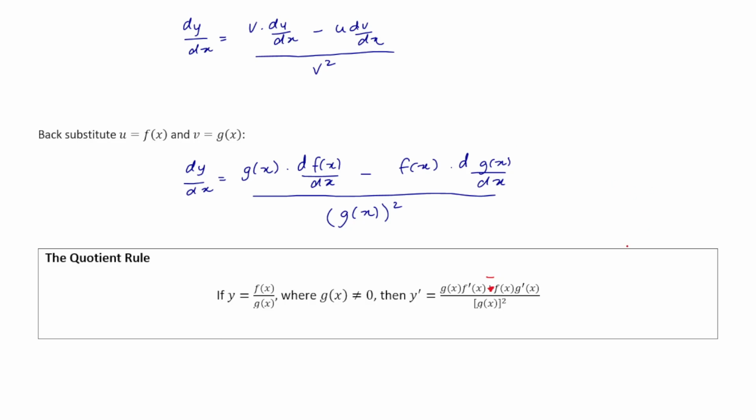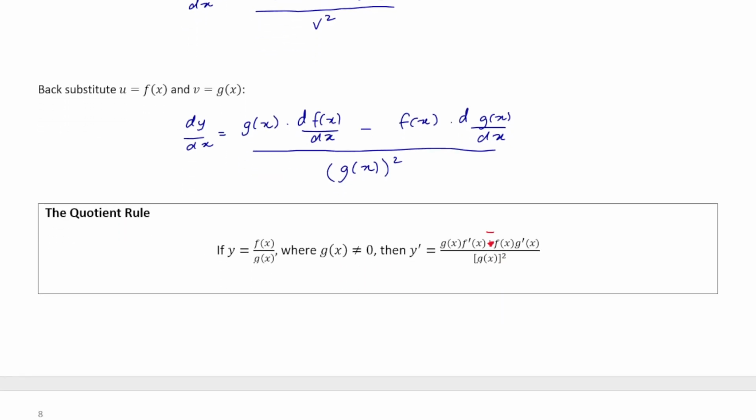Okay. So we have the denominator function times the derivative of the numerator function minus the numerator function times the derivative of the denominator function, all over the denominator function squared. That is the quotient rule. Let's put that into use right now.